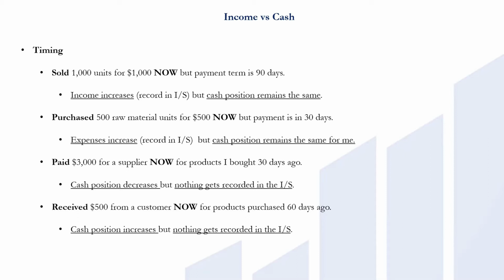Same goes with collection. If you have received $500 from a customer right now for goods that you sold to them earlier, like 2 months ago, it means that your cash balance will change right now, but there will be no change in the income statement because you have already recorded the income earlier, on the day that the client purchased some of your products.